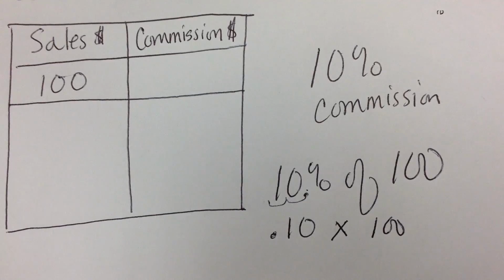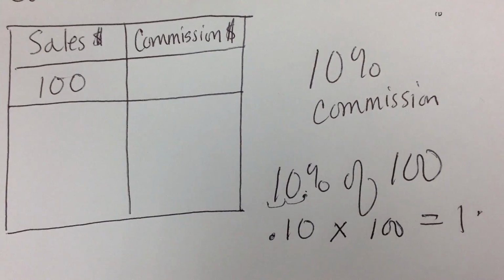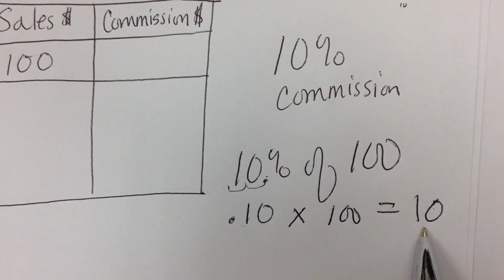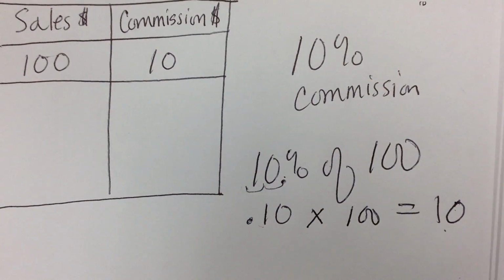So if you take your calculator and you multiply 0.10 times 100, you get $10. So 10% of 100 is $10. So in my chart, I'll go back and put 10.